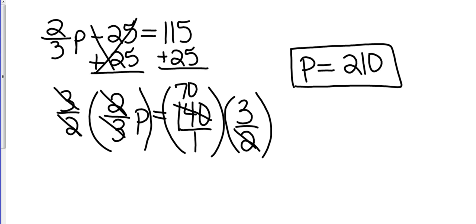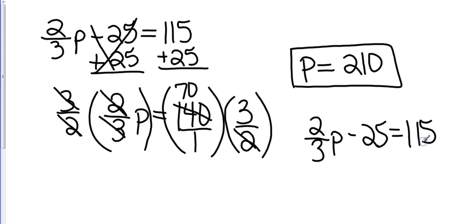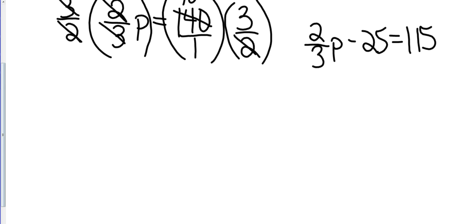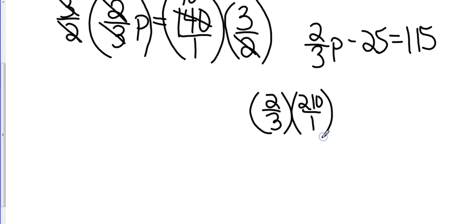So I know it looks a little scarier, but we're going to check it anyways because I want to show you how to check everything. If I plug 210 in there, let me give us a little bit more space here. I'm going to have 2/3 times 210. I'm going to make that 210 over 1 minus 25 should equal 115.